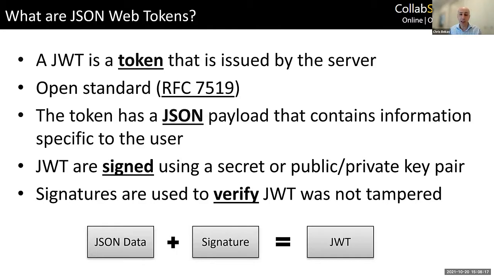The token contains a JSON payload that also contains information about the user. And what makes JWTs or JSON Web Tokens interesting is that they are signed using a secret or the hash of the JWT, which is then used to verify that the JSON Web Token was not tampered with. And why is that important? Because the JSON Web Token that was issued by the server lives and is stored on the client, to ensure then that the token has not been tampered with or changed by anyone. The signature is used to verify that the JSON Web Token is authentic.